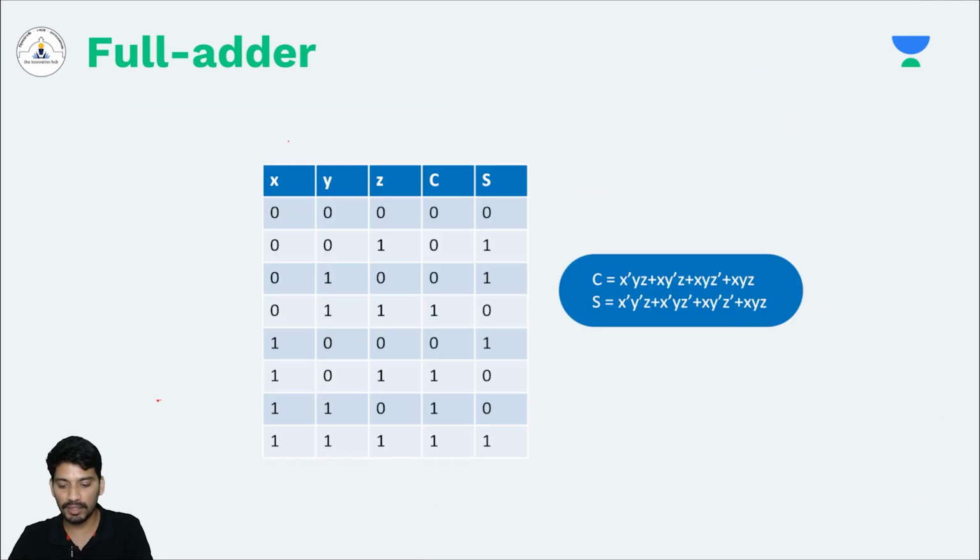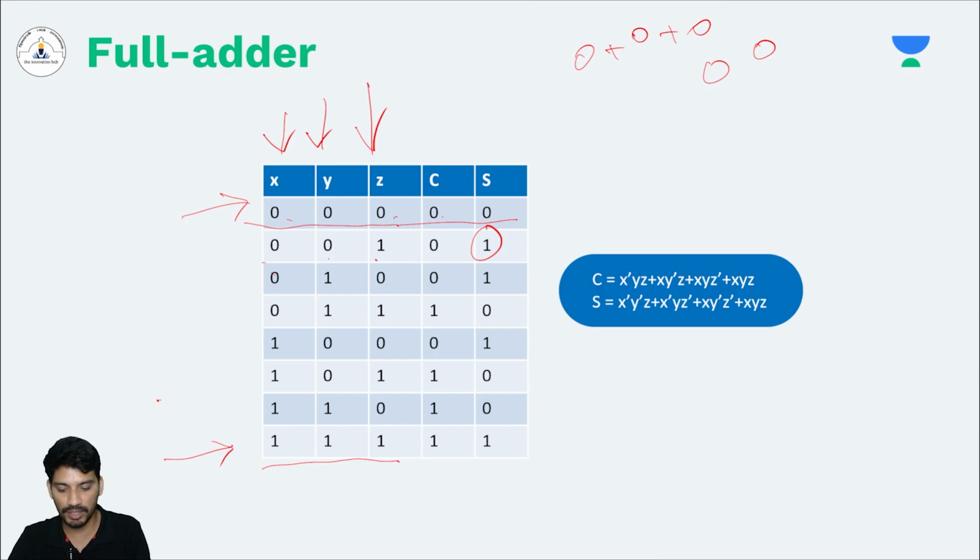In case of a full adder, instead of two inputs, we'll have three inputs, x, y, and z. Since we have three inputs, how many possible combinations will we get? 8 possible combinations, from 0, 0, 0 to 1, 1, 1. So let's see what is the output. If all three are 0, 0 plus 0 plus 0, the sum is 0 and there is no carry. If we add 0, 0 and 1, then sum is 1 and there is no carry. Similarly, if you add 1, 1, 1, there is a sum of 1 and a carry of 1.